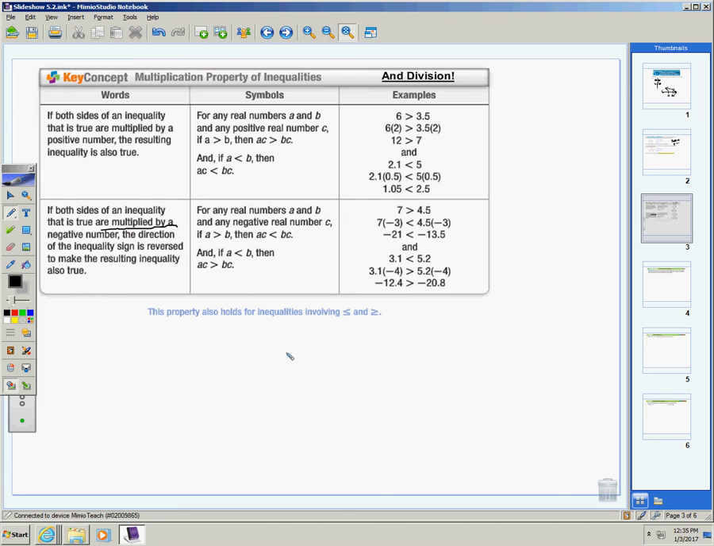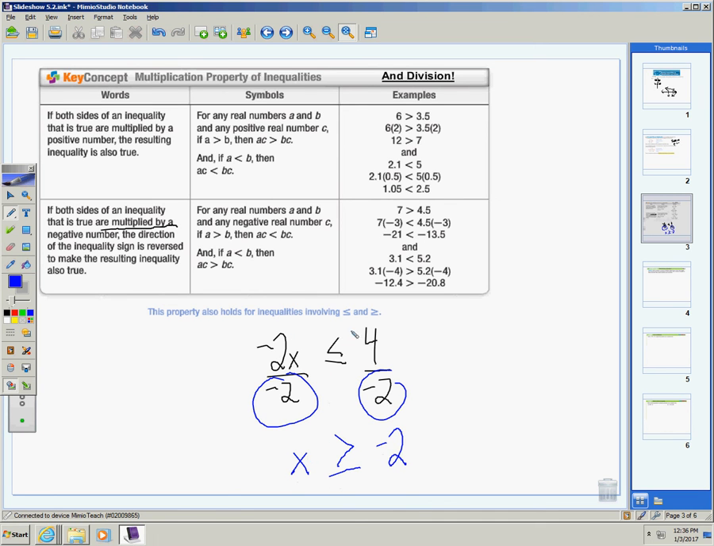So for example, if I had negative 2x is less than or equal to 4, and I divided each side by negative 2, whenever you divide or multiply each side of an inequality by a negative number, the inequality flips directions. So negative 2x is less than or equal to 4 turns into x is greater than or equal to negative 2. Whenever you divide or multiply each side by a negative number, the inequality sign is reversed or flipped the direction that it faces. That's really the only new thing here, though. Everything else is just like when we had equations.